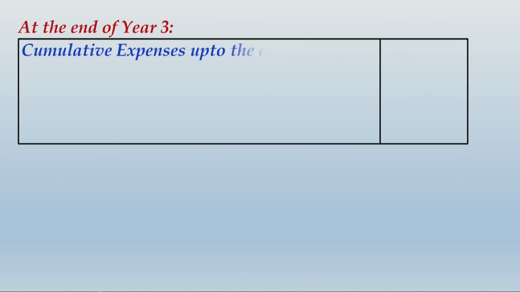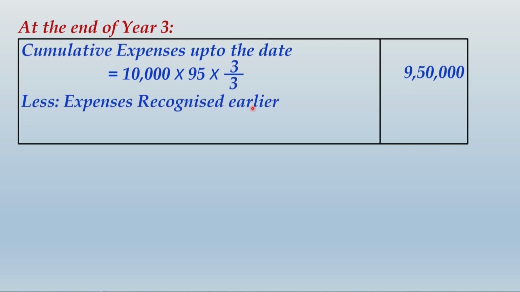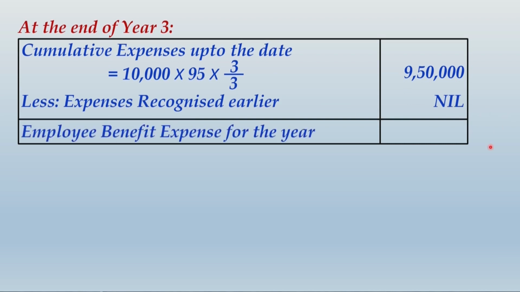So at the end of year 3, you will write the cumulative expenses up to this date, and the ratio that you have applied over here will be 3/3 because all 3 years of the vesting period are over. Finally, it will be the entire 9,50,000 that you should recognize, and whatever expense you have recognized earlier, the same had been reversed. So we will consider the expense recognized earlier as good as nil, and finally you will have to record the entire 9,50,000 for the third year. So write up this as well, and that will be the end of the solution.